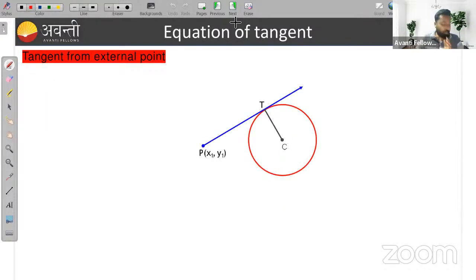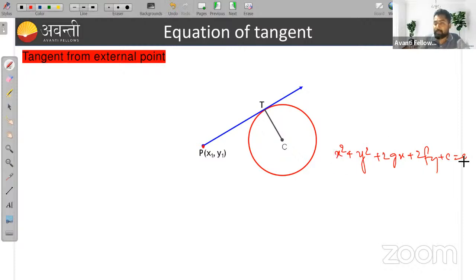Now let's start with how we can find the equation of tangent from an external point to the circle. Suppose you have a point P whose coordinates are (x1, y1), and you need to find the equation of this tangent, the blue color line, to this circle. Is that clear to everyone? Suppose the equation is given as x square plus y square plus 2gx plus 2fy plus c is equal to 0. Is that correct? And you need to find the equation of tangents.